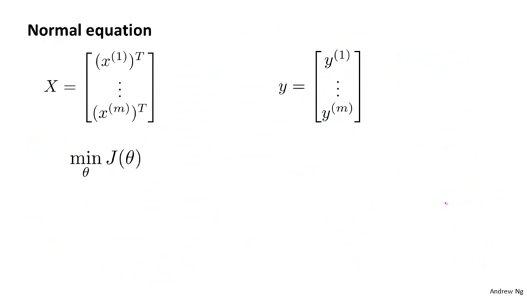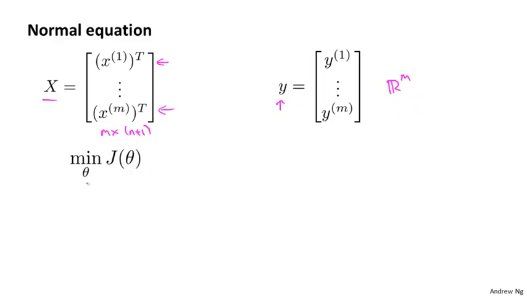The second algorithm was the one based on the normal equation, where what we did was we created the design matrix X, where each row corresponded to a separate training example, and we created a vector Y. So this is an m-dimensional vector, and that contained the labels from a training set. Whereas X is an m by n plus 1 dimensional matrix, Y is an m-dimensional vector.